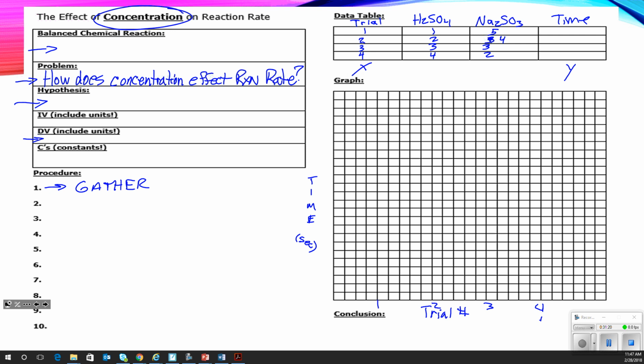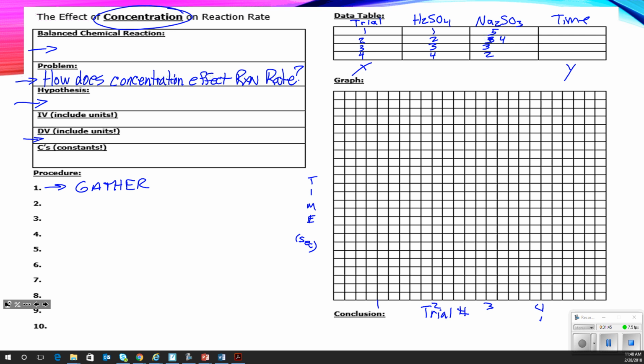Then what do we need to do when it's done? Wash it with soap and water, dry completely, and then you can say on the next one, repeat for trials 2, 3, 4 from steps, whatever you need to repeat from. Okay? All right. So you're going to do this for the other two.